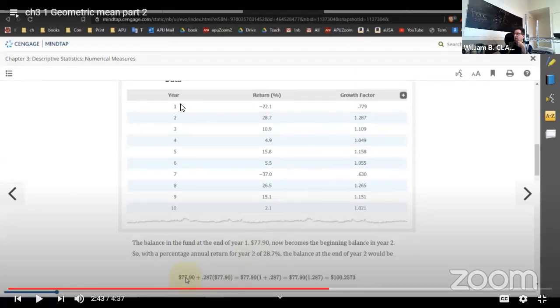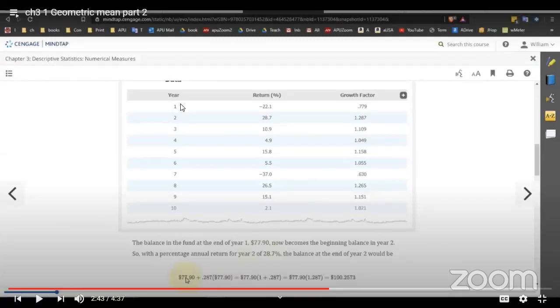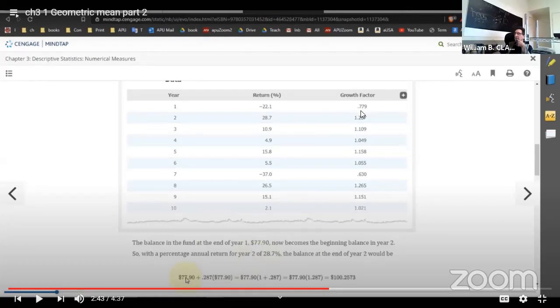How much is the $100 worth at the end of year 1? 77.9. Yeah, the growth factor was 0.779. It dropped by 22.1%, that's why it's 0.779. And so if it started at 100 and it dropped, this is the growth factor, it dropped, and it's only worth $77.90. Does everyone agree with that?